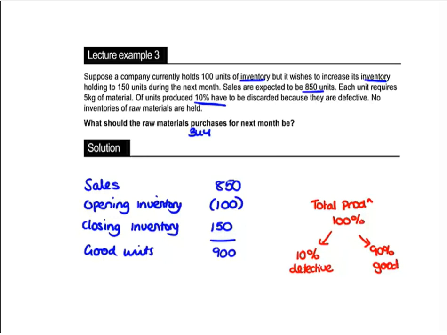And I've drawn up those percentages and that diagram here because in my experience, students will often start to make a mistake when they are thinking about how many units to produce. But if you remember that these good units represent 90% of production, then actual production needed will be 100%.